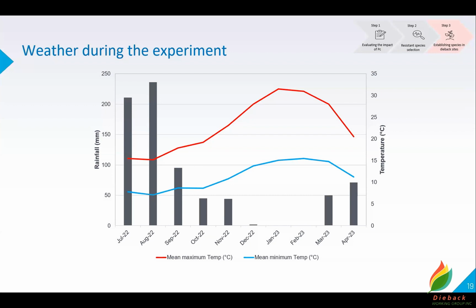As you can see, after setting up the experiment in winter last year, I got a good amount of rain in winter and spring, but with the start of summer, there was no rain. And then it started to rain again with the start of autumn.